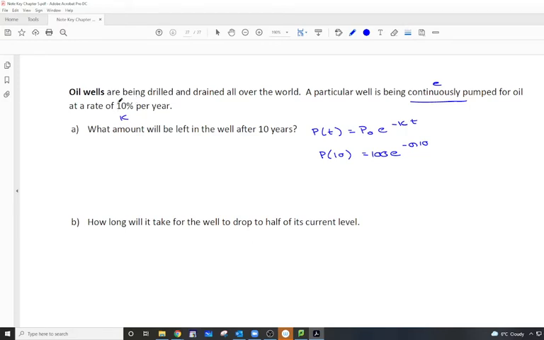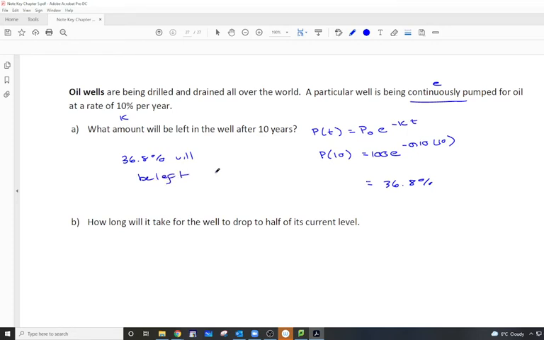So my decay rate is 10%. So my equation is going to be to the negative 0.1 t, which is 10. And then I'm going to plug this into my calculator. So I'm going to plug in 100 times e to the exponent bracket negative 0.1 times 10 unbracket equals. And I get 36.8%. So 36.8% will be left.